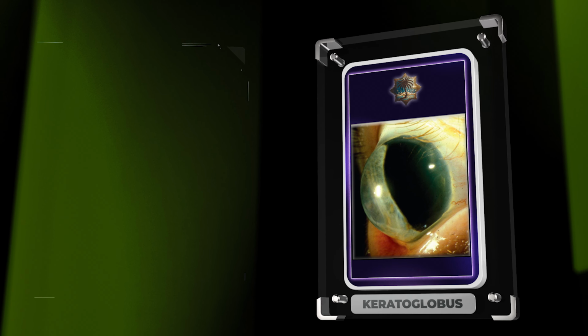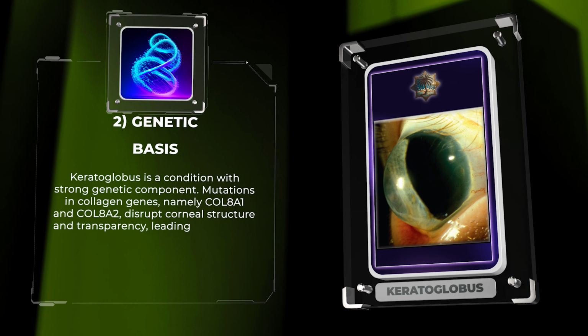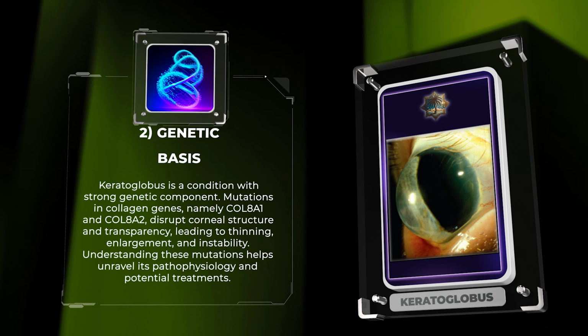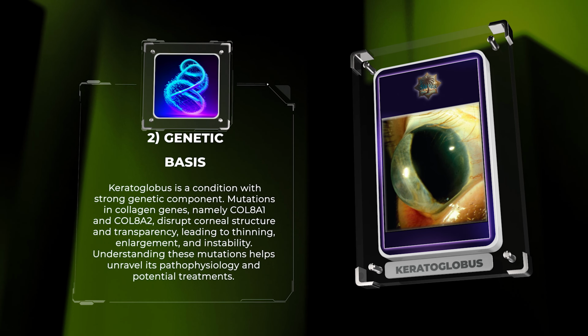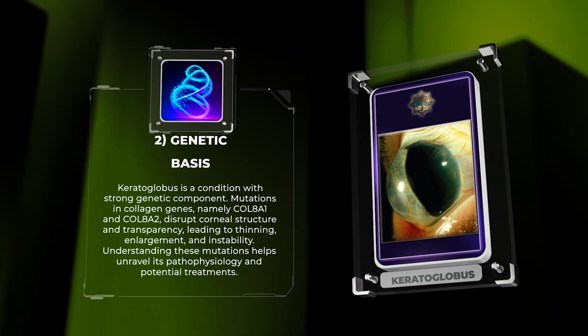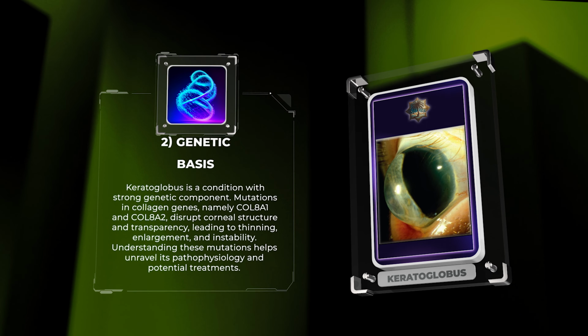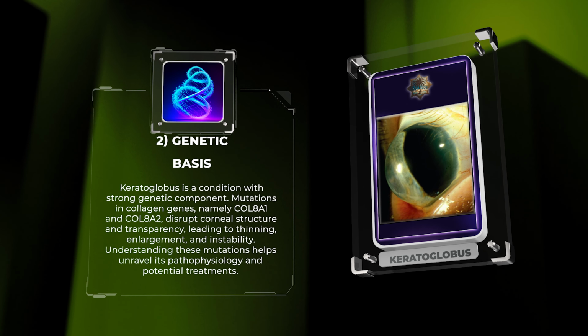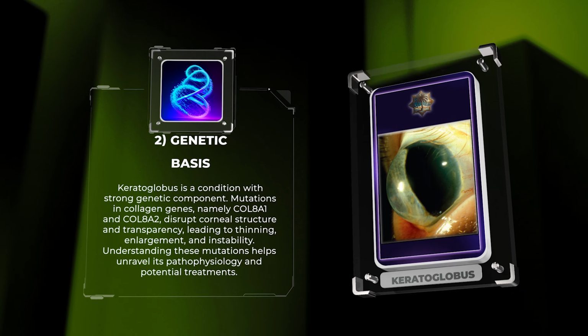Keratoglobus is a condition with a strong genetic component. Mutations in collagen genes, namely COL8A1 and COL8A2, disrupt corneal structure and transparency, leading to thinning, enlargement, and instability. Understanding these mutations helps unravel its pathophysiology and potential treatments.